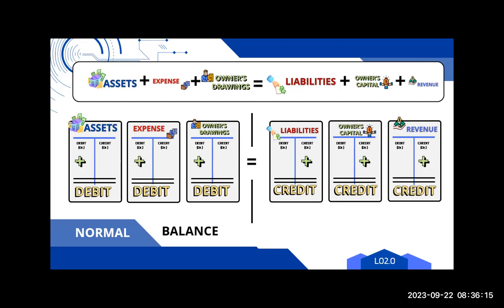Now, ano yung mga decreases? Yung baliktad. So normal account mo for asset, debit. So a decrease of that is a credit. Same with expense, credit. Owner's drawings, credit. And then for liabilities, owner's capital and revenue, their normal accounts are credit. So anything that is a debit for these accounts is considered a decrease for that particular account.